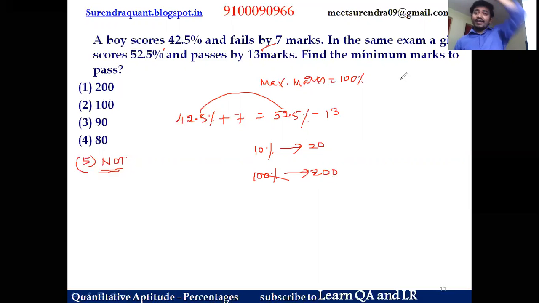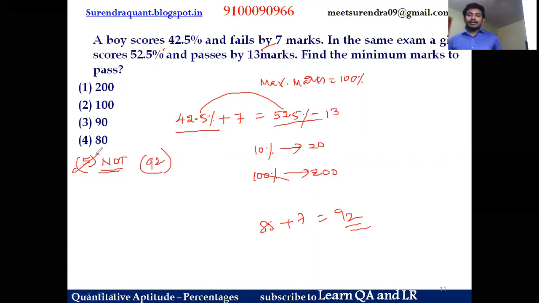But the question is, find the minimum marks to pass. What are the minimum marks to pass? Either this or this. So 42.5% of 200 is how much? 85, plus 7. So totally 92 marks are the pass marks, and none of these is correct for this question. Right? So in this way, you can work out the questions based on passing and failing of the students.